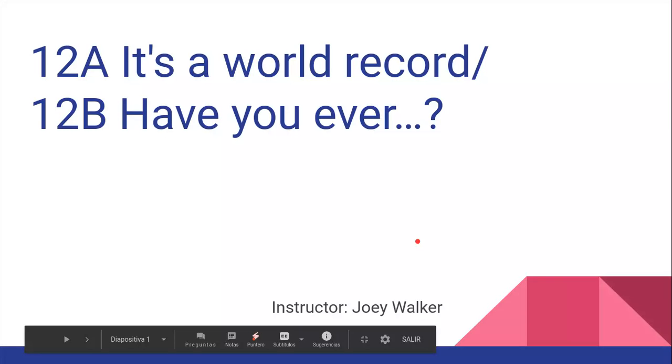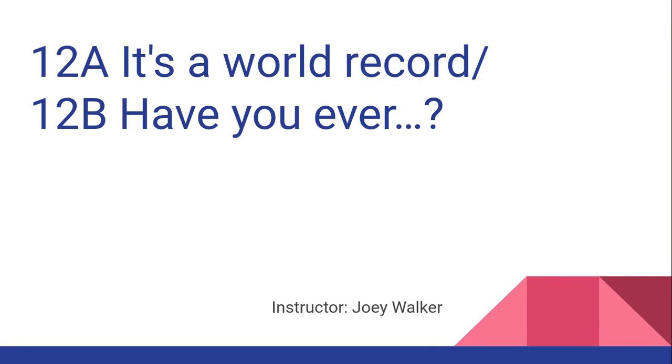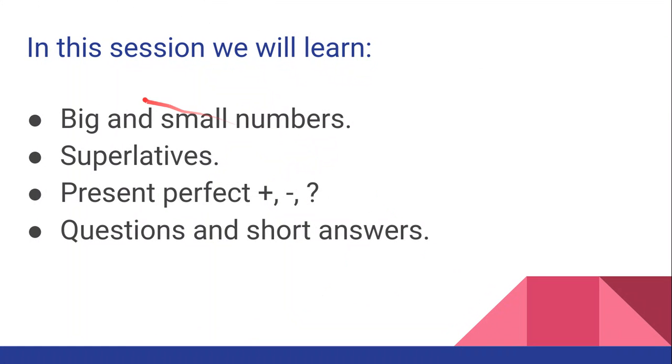So, in this introductory video for our key vocabulary and grammar, we have the following. In this session, we will learn big and small numbers, so all the numbers in general that are real, superlatives, which are basically the next step from comparatives, which we already know. We have present perfect, affirmative, negative, and interrogative forms, as well as questions and short answers with present perfect.